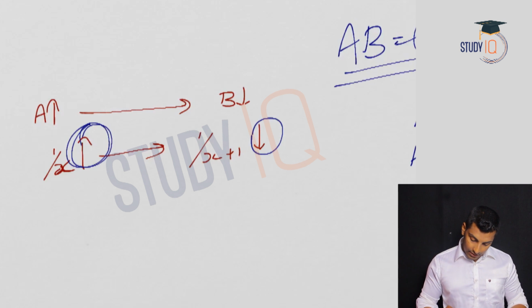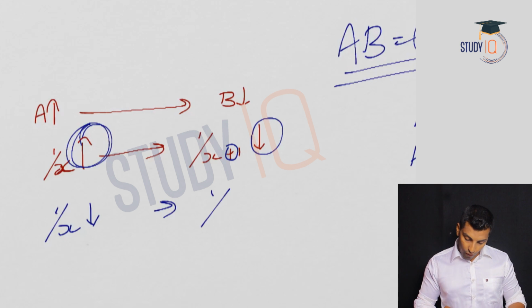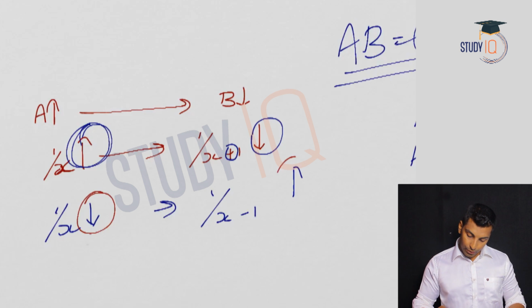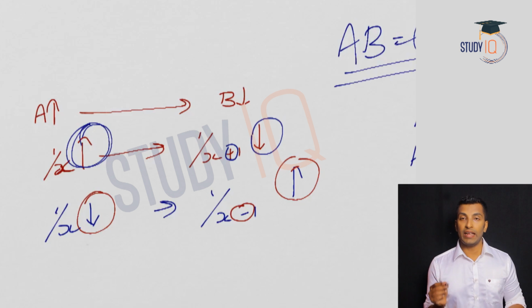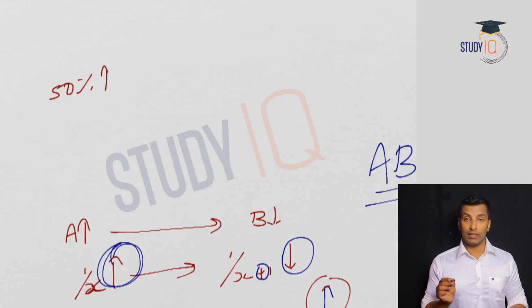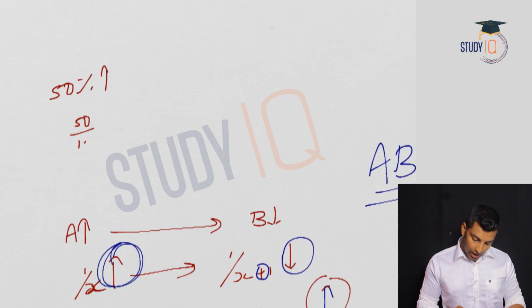Since this is an increase, this is plus 1. Okay, so similarly 1 by x decrease will lead to 1 by x minus 1 increase. How to remember? Decrease will lead to increase, and here it is minus 1. So very easy to remember. Now what do you mean by this 1 by x and all? How will you get that? See, if I say 50% increase, what does this mean? 50 by 100. It is effectively 1 by 2. So what I am saying is 50% increase means 1 by 2 increase.